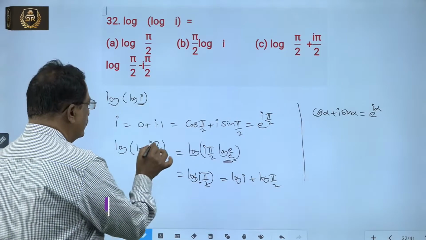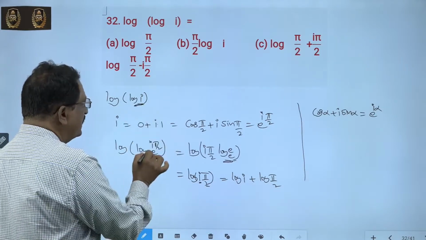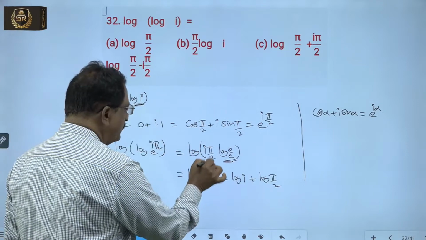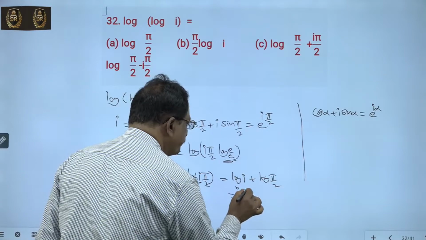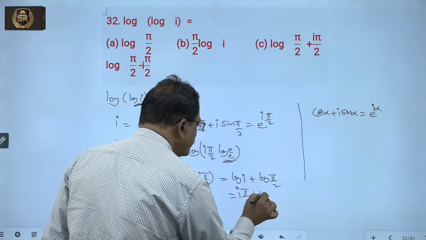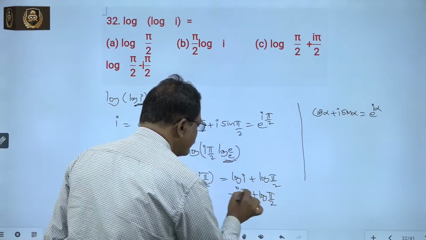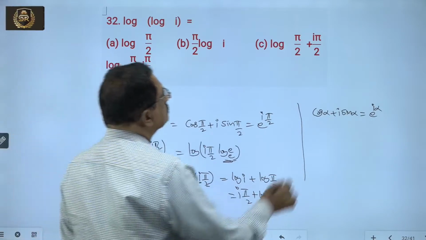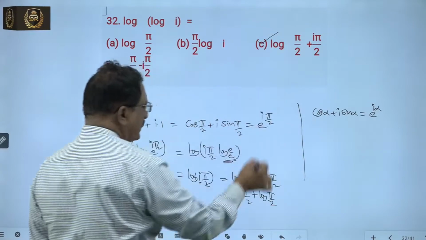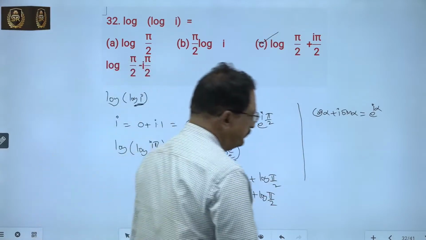Again here, the value of log i equals i pi by 2, so log i equals i pi by 2 plus log pi by 2. The answer is i pi by 2 plus log pi by 2. Third option, log pi by 2 plus i pi by 2.